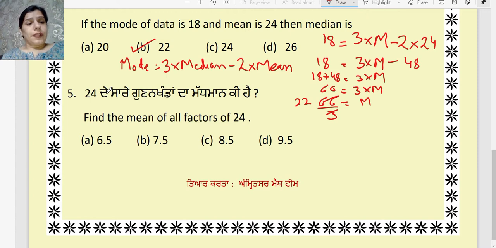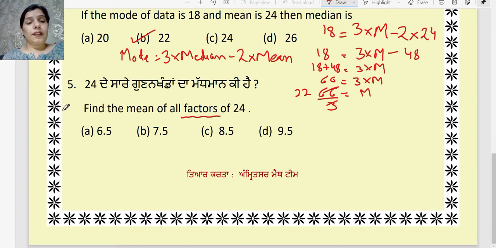Moving on to the last question. Find the mean of all the factors of 24. बेटा सबसे पहले हमने फैक्टर्स लिखने हैं. बेटा यहाँ पे ध्यान देना, इट इज़ रिटन ओनली फैक्टर्स, नॉट द प्राइम फैक्टर्स. So the method of finding the factors is, what you will write?